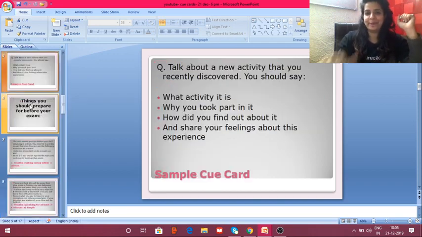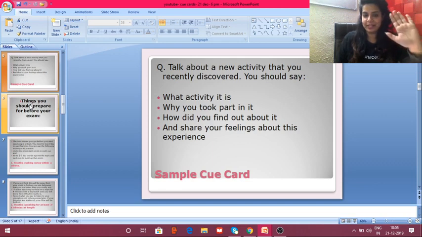Now, let's have one sample cue card in front. This is a sample cue card. What does it say?